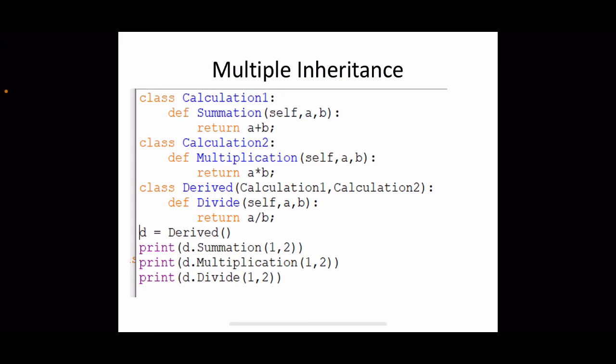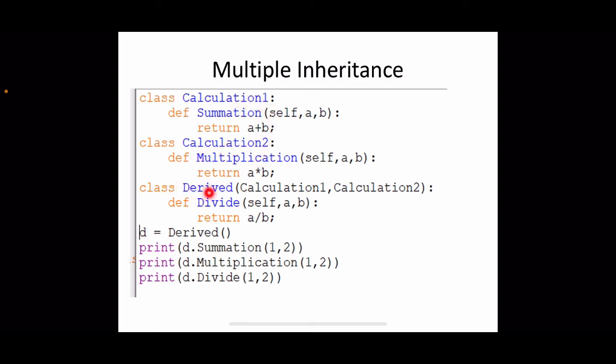We have a parent class called calculation 1. Inside calculation 1, we are defining a method summation. Summation has two arguments and returns a plus b. That is the function of this summation. Another class, calculation 2, in which we are defining a method for multiplication. Two arguments are there, and it returns the corresponding product of those two arguments. That is multiplication. So we have two different classes, calculation 1 and calculation 2.